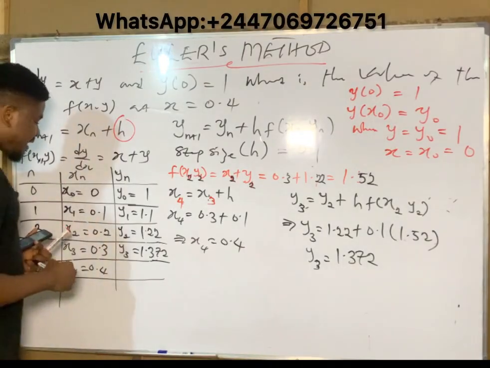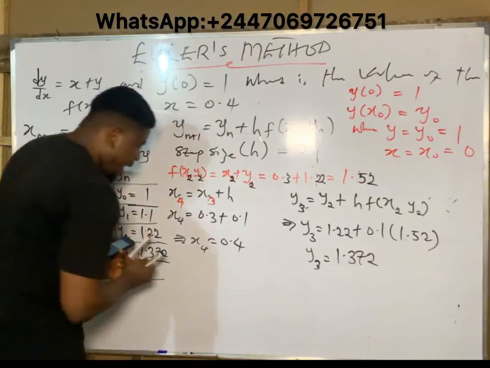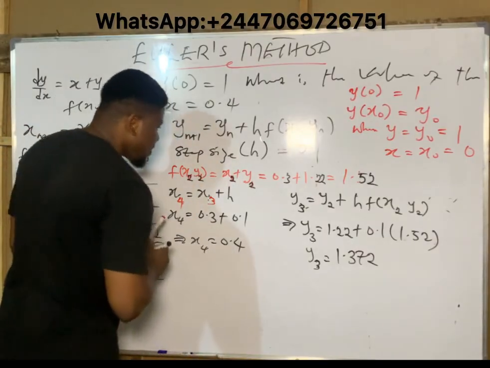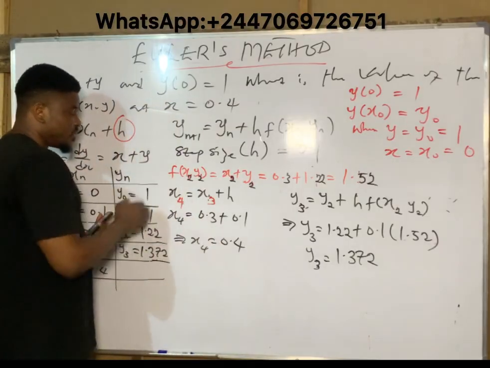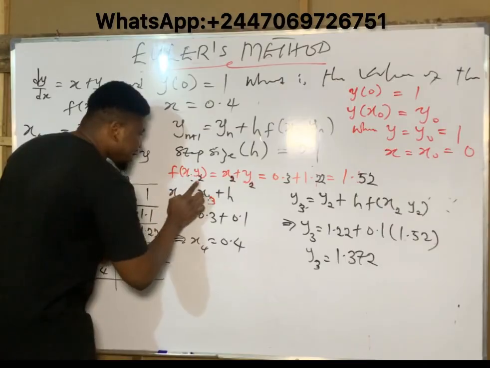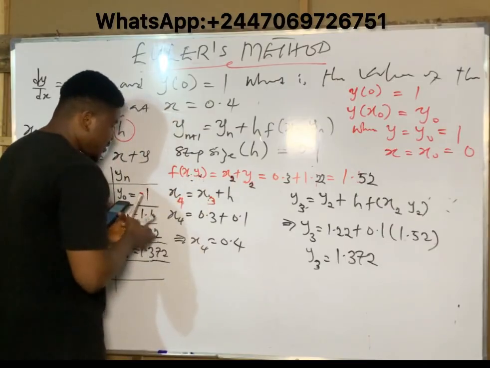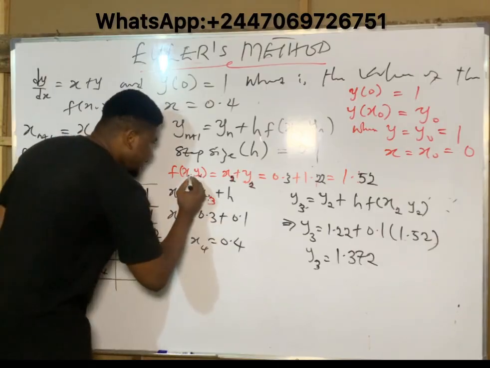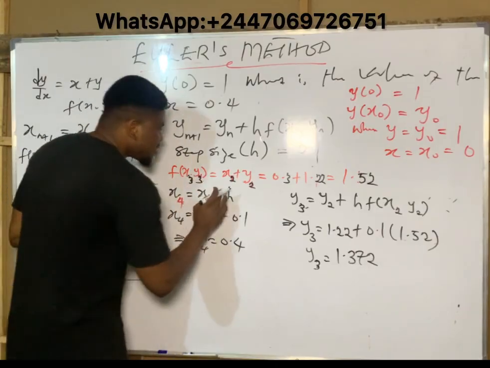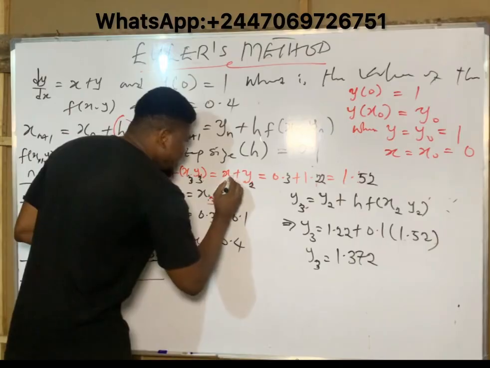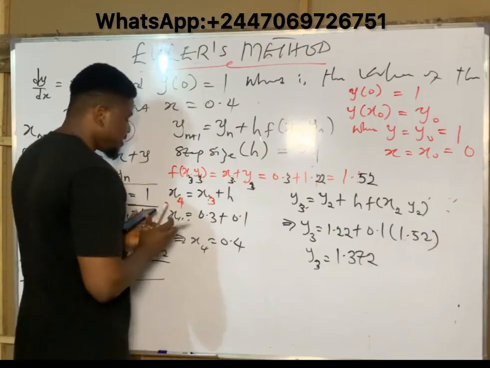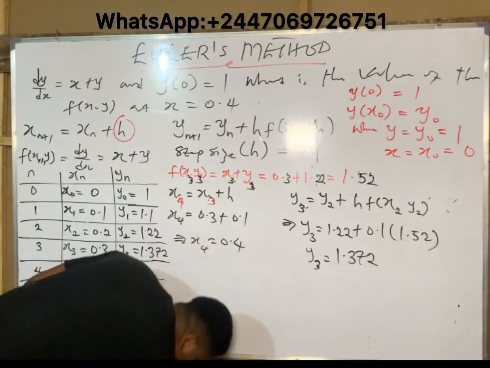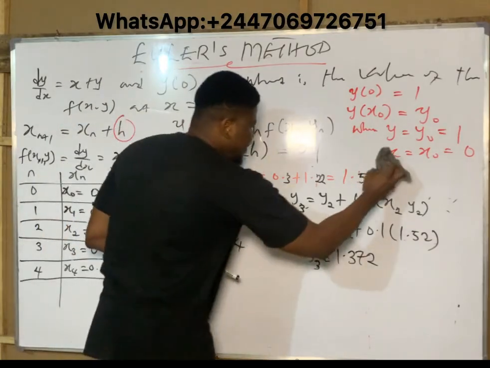Now we find the value of y4. Before looking for y4, we need to evaluate the function at the previous value. So we need to evaluate the function now at point 3. This is going to be f of x3, y3, which means x3 plus y3. So we simply sum up the values of evaluating the function at these given points.